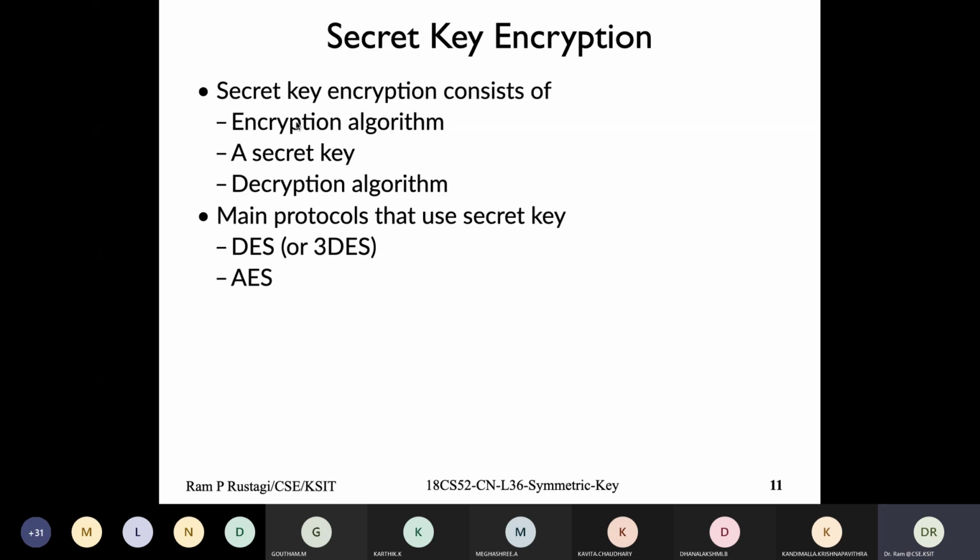With 3DES or better, we end up using AES, called Advanced Encryption Standard, and DES is Data Encryption Standard.